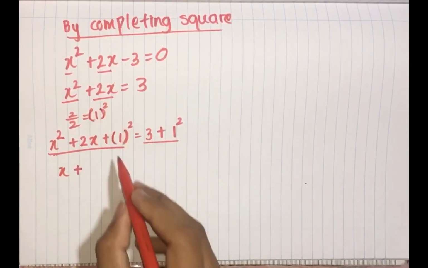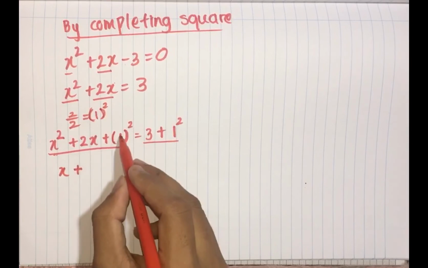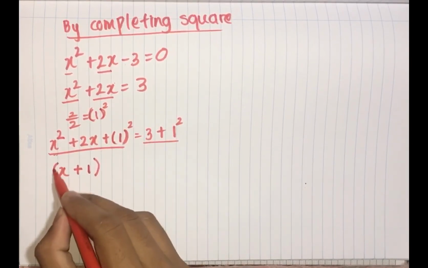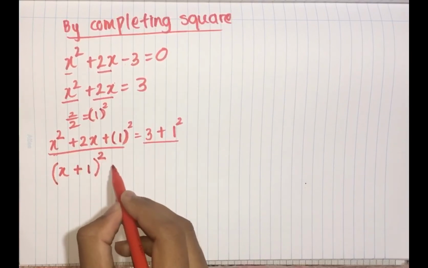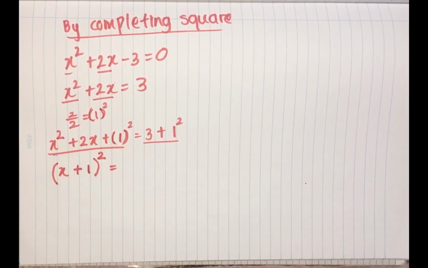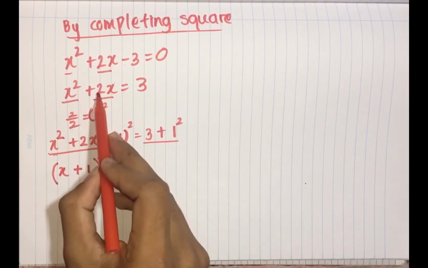Half of this number. What is half of this number? You have 1 here, right? You write 1, close it with a bracket and square the whole term. When you factorize this whole term, this is the term you get.